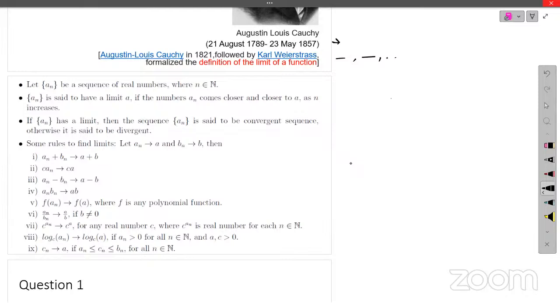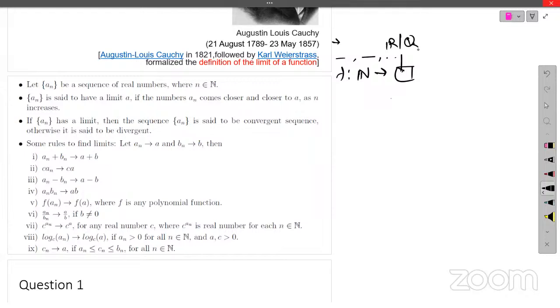But formally, mathematically, a sequence is nothing but a function from the set of natural numbers to any set. So this is the formal definition of a sequence: any function from the set of natural numbers to any set defines a sequence. Why does it define a sequence? Because if you have a function f from natural numbers to any set, here the set can be anything: real numbers, rational numbers, integers.